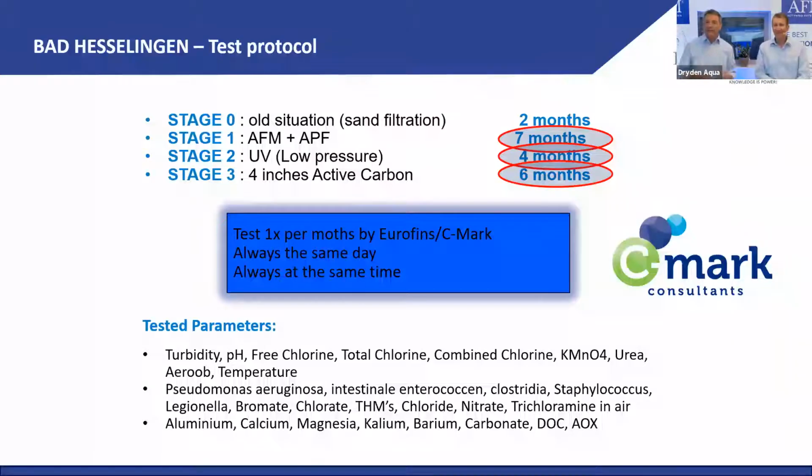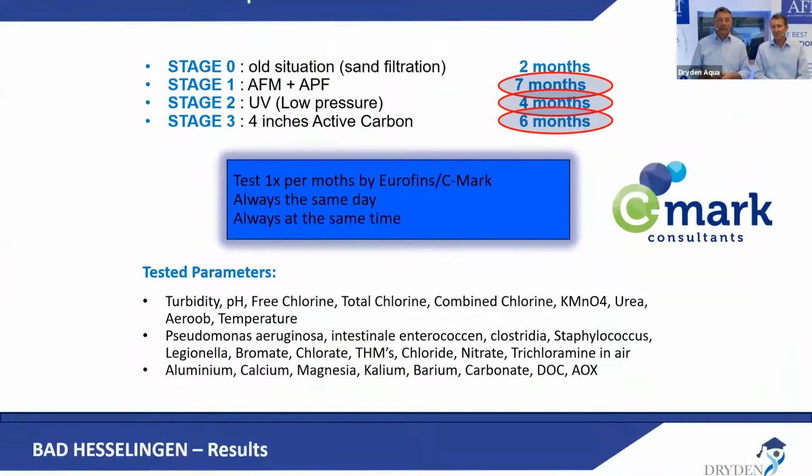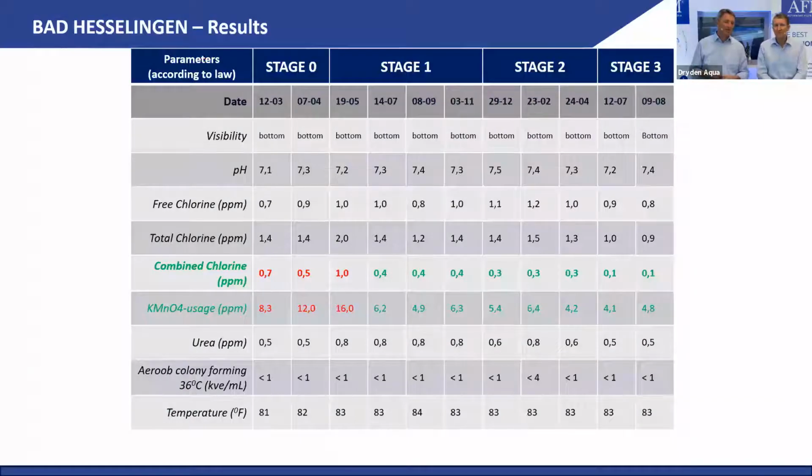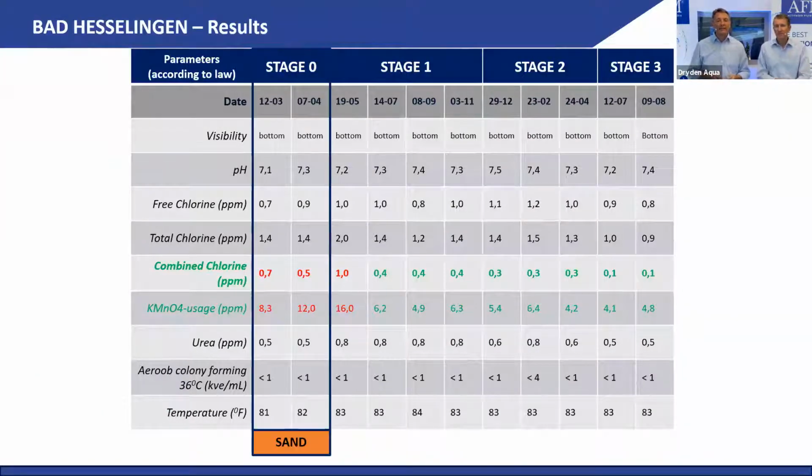We talk about this in Session 9, Clostridia. I was not good in Latin. Legionella, chlorates, THMs, everything. Trichloramine in the air. You know, 36 parameters. And this is why each test was 1,000 euros, $1,000, let's say. And these are the results.